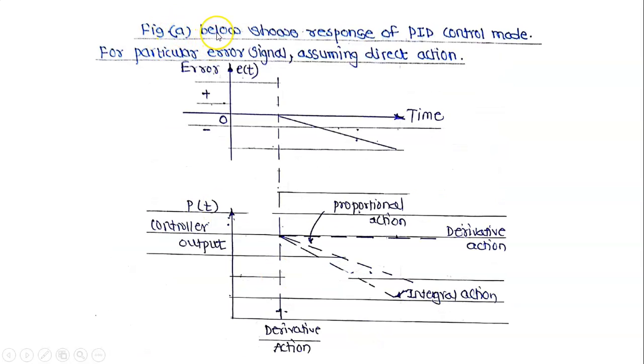Figure A shows the response of PID control mode for a particular error signal assuming direct action. On the y-axis error, on the x-axis time. On the y-axis control output, that is p(t), on the x-axis time. This action is known as derivative action up to this point. This line indicates integral action and this line indicates proportional action. Therefore this is nothing but the P+I+D controller graphs.